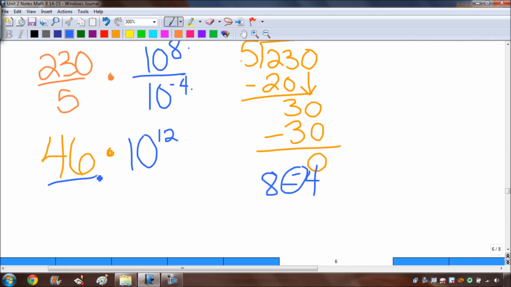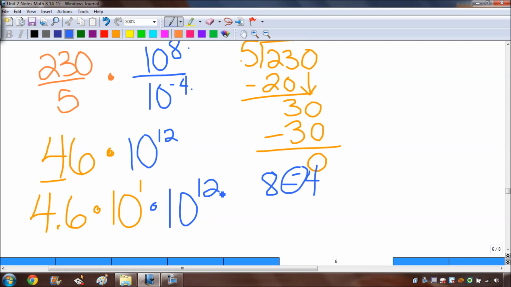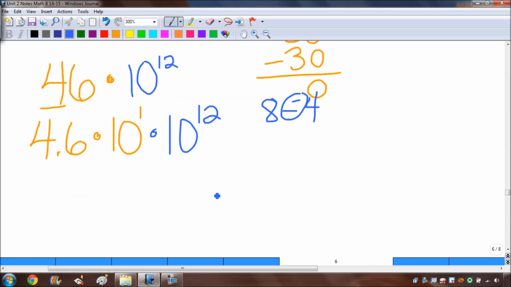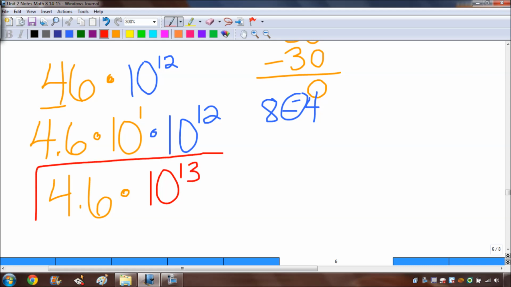But again, this number needs to be adjusted, so I'm going to adjust it right now. This is 40, so it's 4 sets of 10, so it's 4.6 times 10 to the 1st power. Copy down this 10 to the 12th power, okay, and I end up getting 4.6, remember this is multiplication, times 10 to the 13th power, because 1 plus 12 is 13.